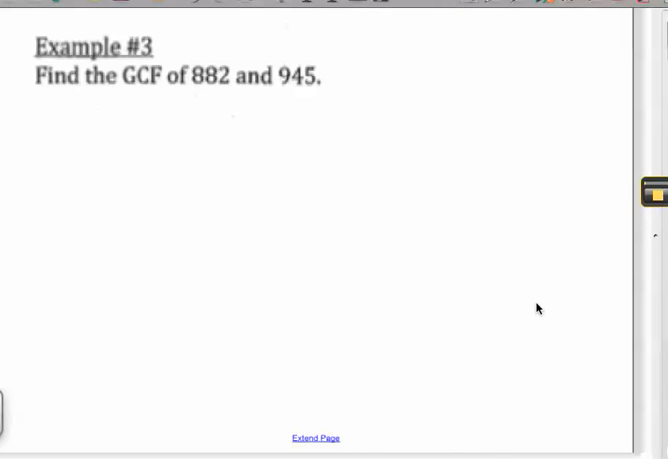So here we go. Example 3. Find the GCF, the greatest common factor, that goes into 882 and 945. Okay, guys, and this is the way we're going to do this. Greatest common factor. A factor is a number that goes into these, right? So is it going to be smaller or larger? It's going to be smaller because it's got to fit into them, okay? So here's what we do. We're going to take 882 and 945, and we want their prime factorization.